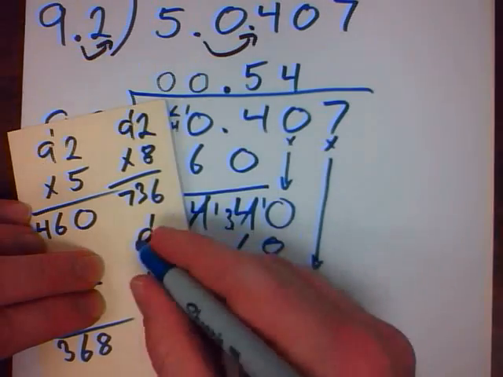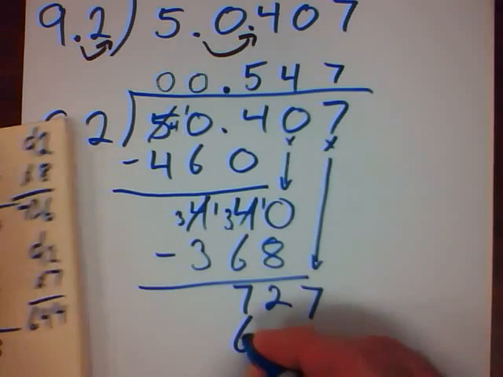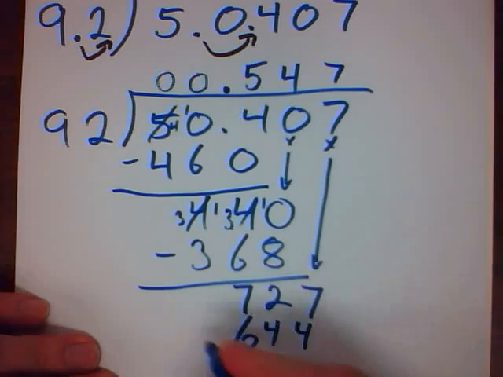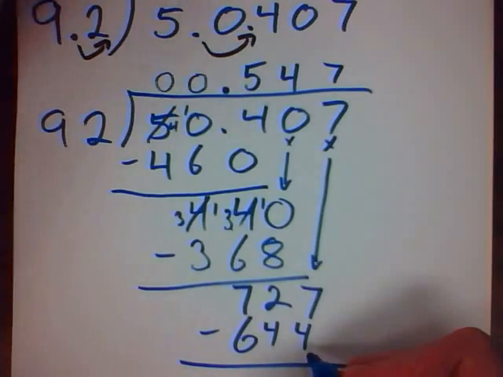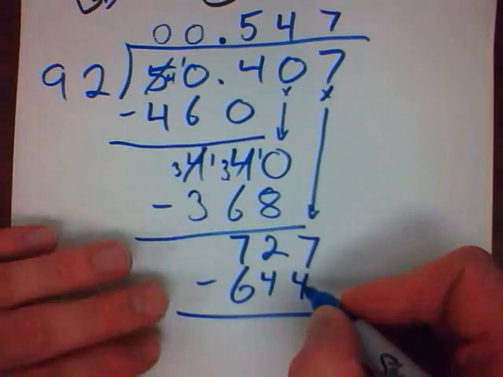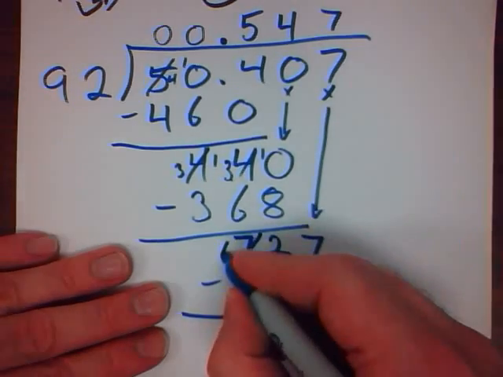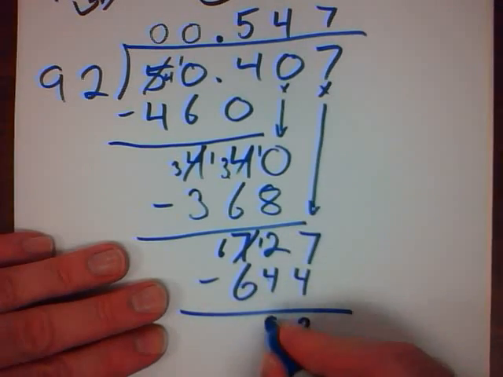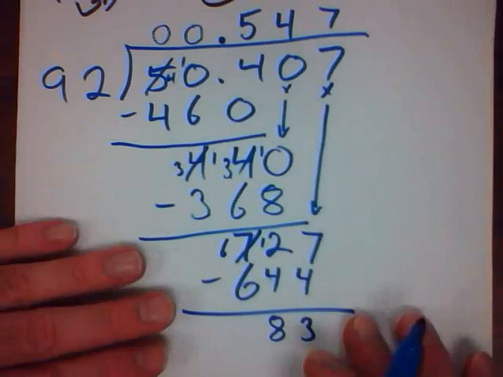14. Carry 1. 63, 644. Okay, now I subtract. 7 minus 4 gives me 3. 4 from 2 doesn't work. Got to borrow. 4 from 12. 83. 83 is not higher than 92, so I did that okay.